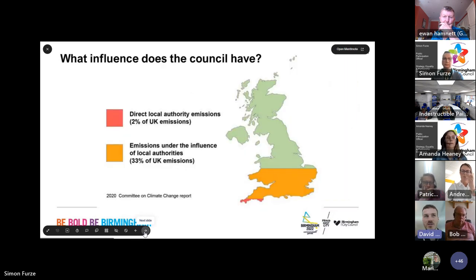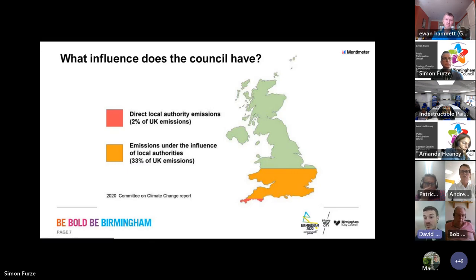So I'm going to start by talking about the role of the council in climate change more broadly. So you might be familiar with the council's net zero target of 2030. Net zero is the idea that we get our greenhouse gas emissions down to as near zero as possible, so that the amount of greenhouse gases being absorbed out of the atmosphere is equal to the amount that we're producing. And therefore, we're not contributing to global warming and making climate change worse over time.